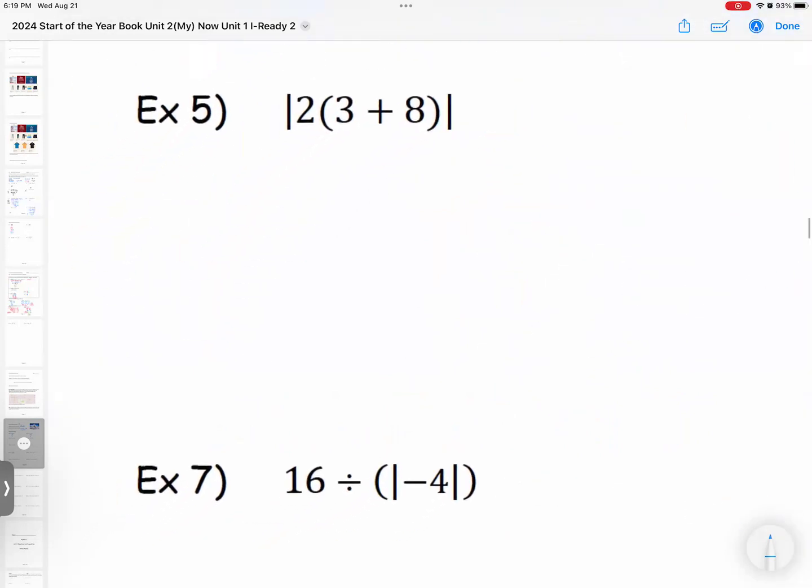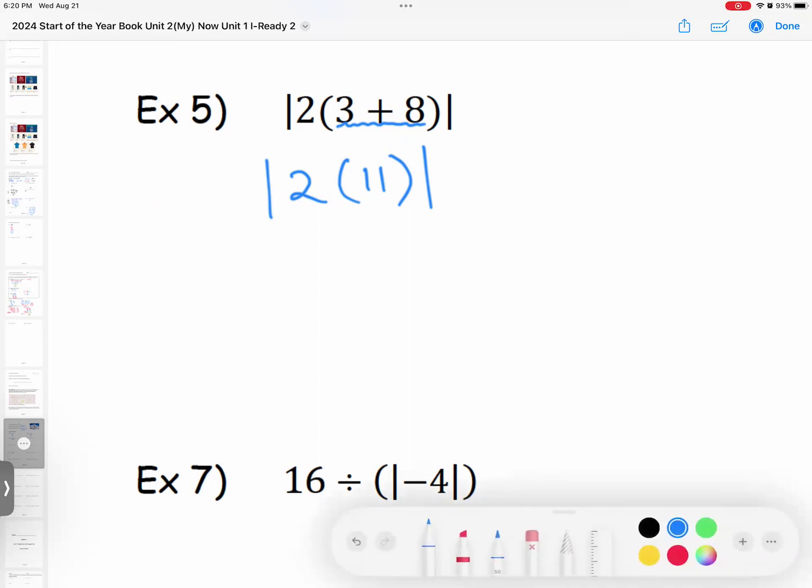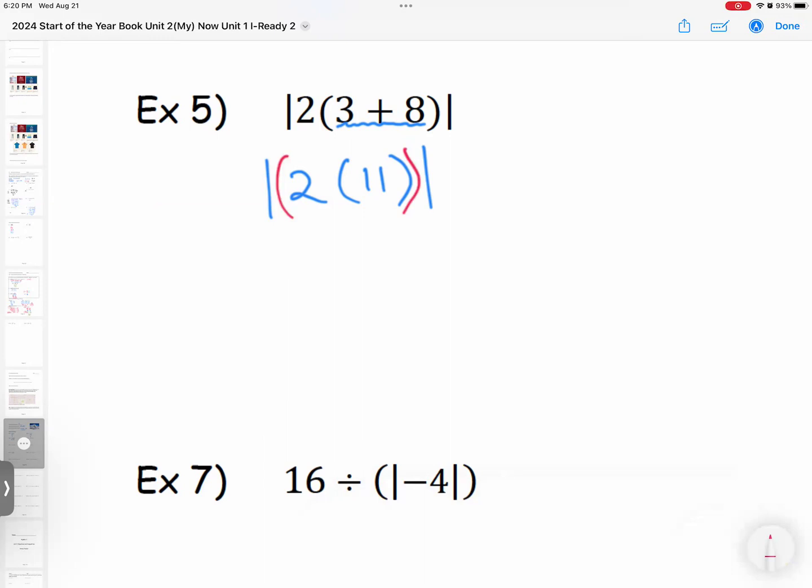For example 5, there's a couple different approaches that you can take. However, according to GEMDAS, let's just focus on the grouping part first. Here we have the 3 plus the 8 seen as the innermost grouping. So you end up with 2 times the parentheses 11 there. Now inside of this grouping, in the absolute values, you have 2 times 11 is 22, and the absolute value of 22 is just still 22.